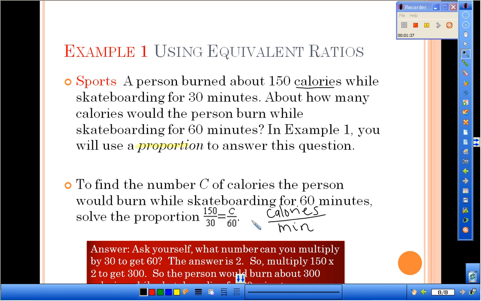We're going to talk about two different ways to solve proportions today, and the first way is mental math. These are equivalent ratios. So we can use mental math to ask ourselves what number was multiplied times 30 to give us 60, then we can do the same thing to the top number to get our unknown quantity. 30 times 2, of course, gets us to 60. So to keep this an equivalent ratio, whatever you do to the bottom, you've got to do the top. And 150 times 2 will give us 300 calories. 300 calories are burned in 60 minutes.